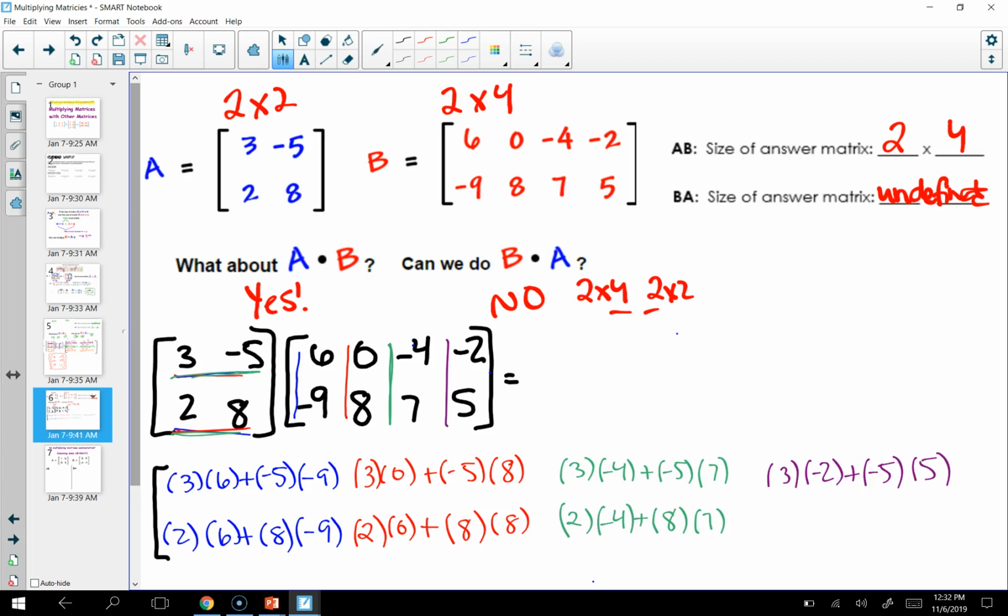When I drop down, my column stays the same. I haven't changed it. But what's my new row? 2 and 8.